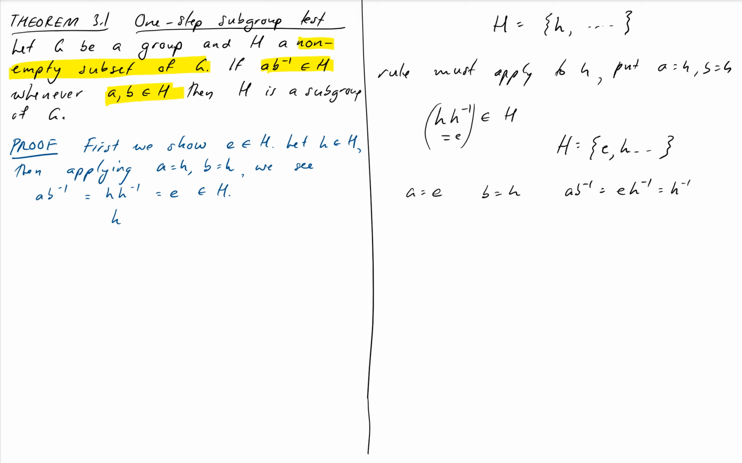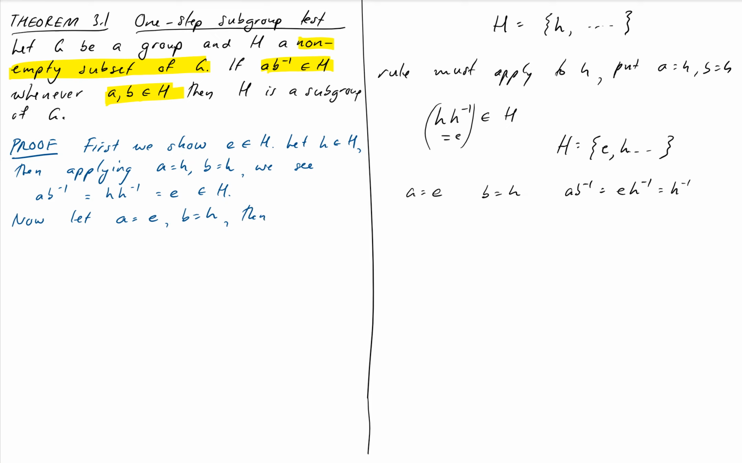Oh no, we've already got that. We'll use the same H as before. Now let A equal the identity, we now have that, and B equals H. Okay, so B is just an arbitrary element of our set now, which could be the identity, it could be something else.